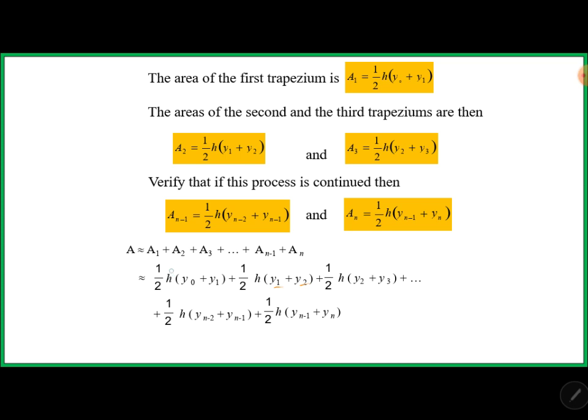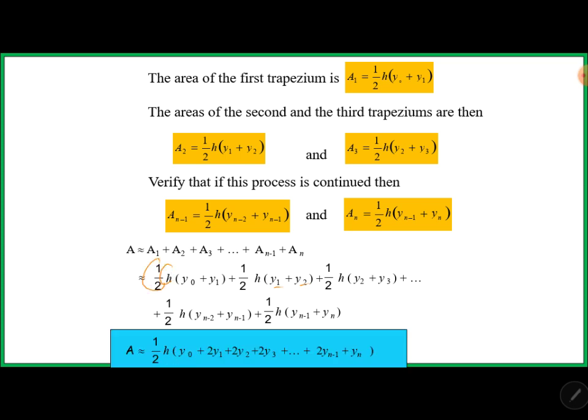If we see here, we have a common factor 1 over 2 and h, which means we can factor out the 1 over 2 h. And then what's left inside the bracket? We have y0 plus y1 plus y1 plus y2 plus y2 plus y3 plus and so on, lastly yn minus 1 plus yn minus 1 plus yn. As we can see here, we have only one each of y0 and yn, but a double of y1, y2, y3 up to yn minus 1.